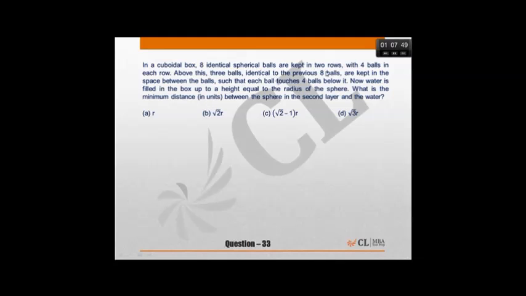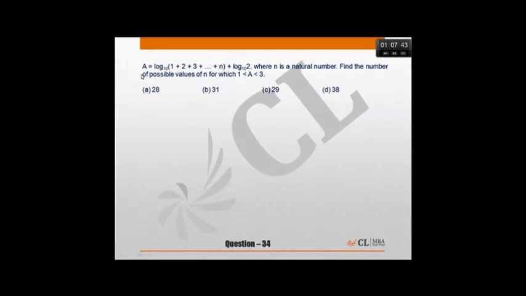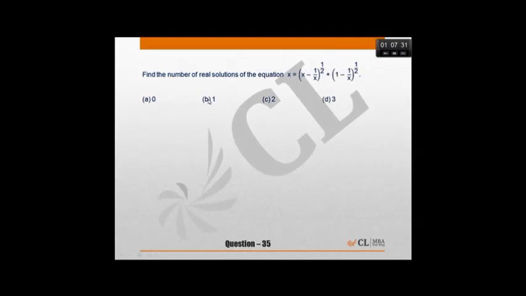Cuboidal box, spherical box with 4 balls, I'll come back and look at this in round 2. Question of logs, I will look at this in round 2. It is also talking about the number of possible values, which is not something I want to do in round 1. Find the number of real solutions of the equations. We'll look at this in round 2 only.